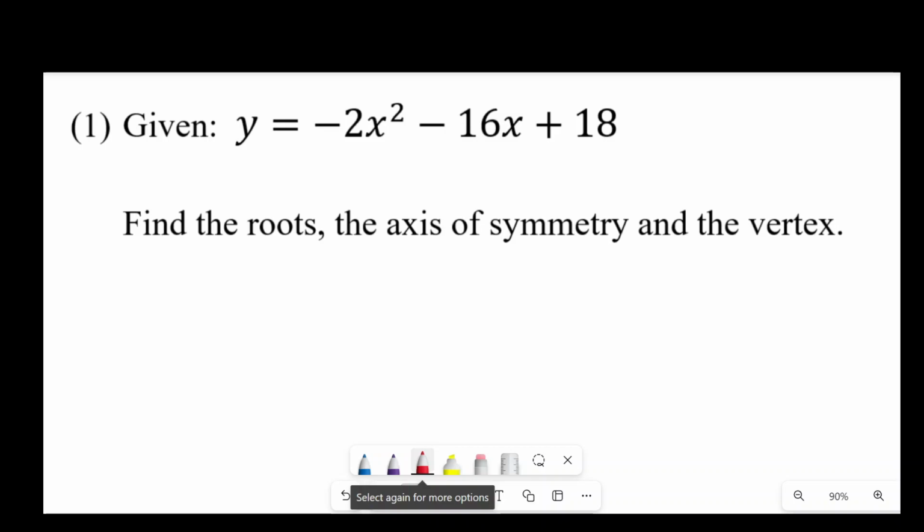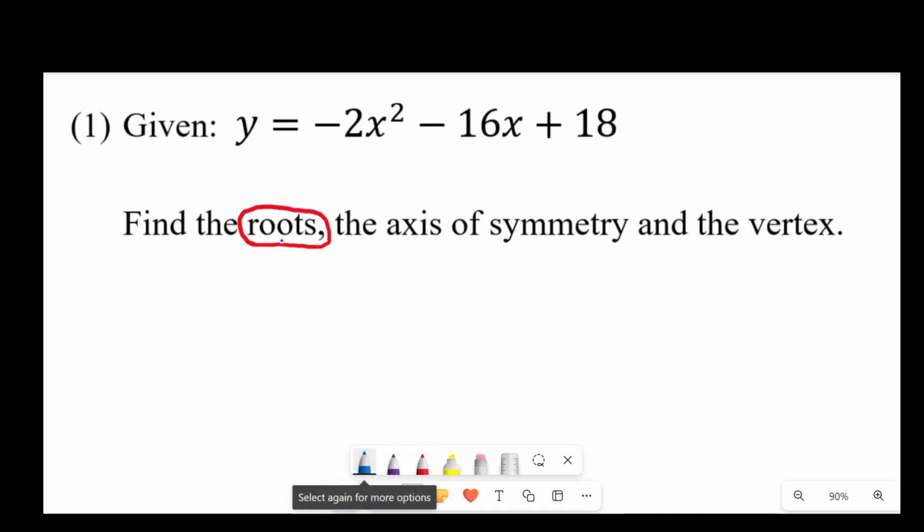Hi, it's Miss Townsend. Let's try this question together. We have a quadratic relation in standard form, and we're asked to find the roots, the axis of symmetry, and the vertex. Well, because we know how to factor, we can try factoring it because that's the fastest way to find the roots. So that'll be our first approach.